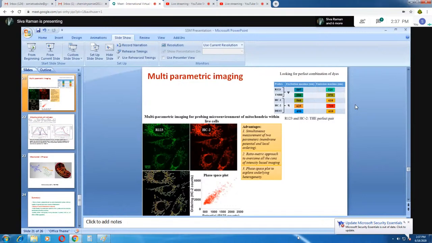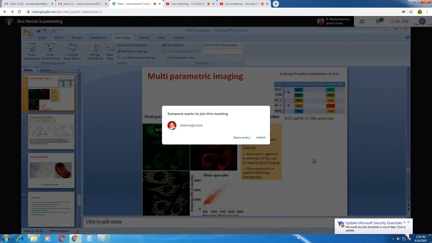We came to a conclusion after that study: simultaneous measurements of two parameters. I already told you about the mitochondrial membrane potential as well as the local ordering of the mitochondria, which is nothing but the microviscosity changes. This is the first report of simultaneous measurement of two such parameters.